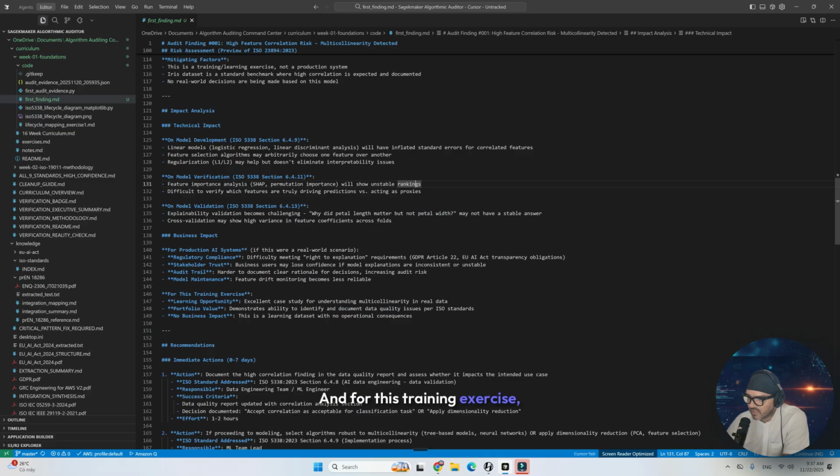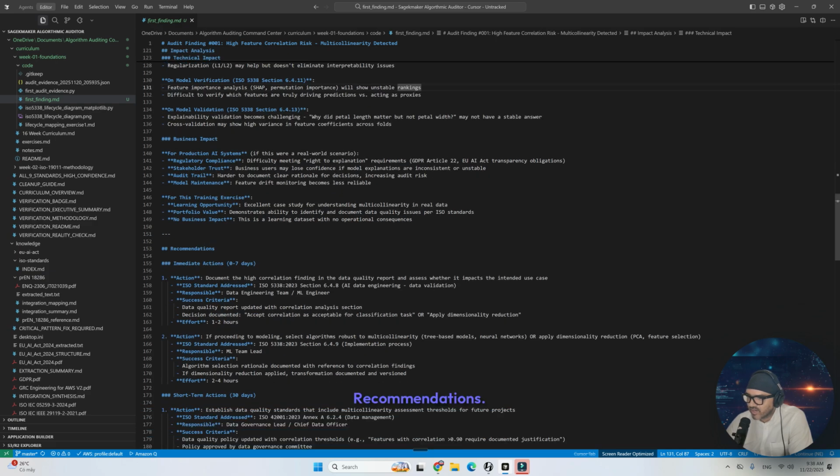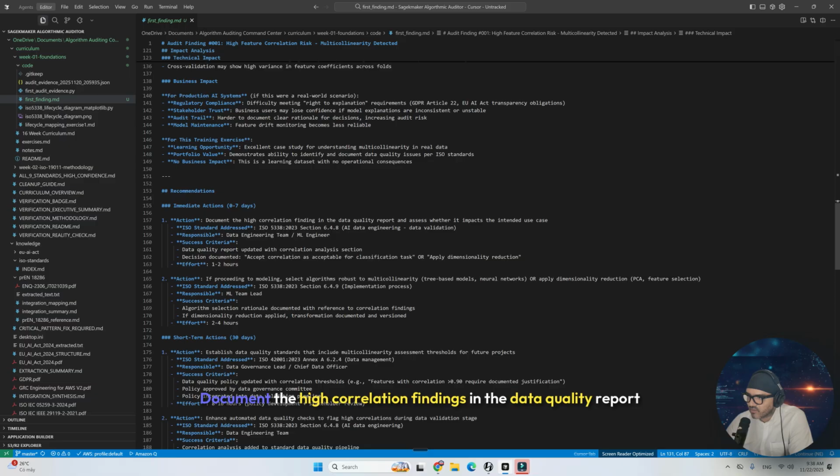And for this training exercise, learning opportunity: an excellent case study for understanding multicollinearity in real data. Portfolio value: demonstrates ability to identify and document data quality issues per ISO standard. Recommendations: document the high correlation findings in the data quality report and assess whether it impacts the intended use case. It tells you who the responsibility is on, the data engineering team, the ML engineer. Data quality report updated with correlation analysis section, decision documented.